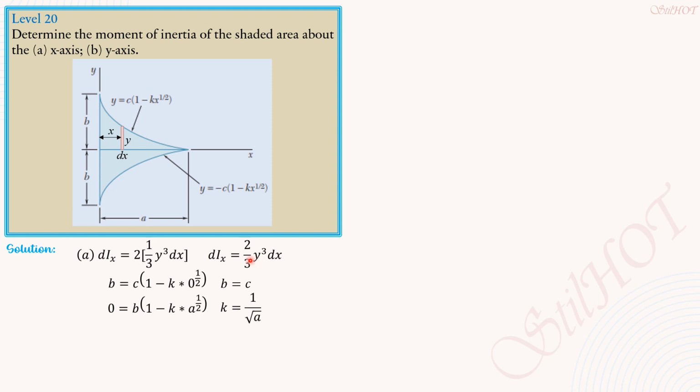Then substitute here: y equals b times (1 minus x to the 1/2 over a to the 1/2). Then into this equation, differential Ix is 2/3 of b cubed, times the quantity (1 minus x to the 1/2 over a to the 1/2) cubed, times dx.